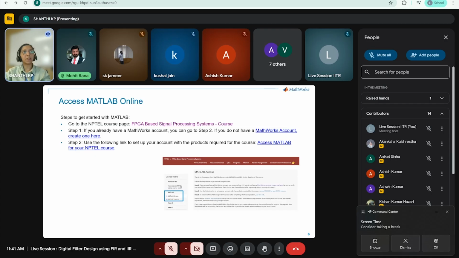So the first step is to create a MathWorks account if you don't have one already. And then you can click on the link in step 2 to access MATLAB for your NPTEL course. This will directly take you to the MATLAB Online page.